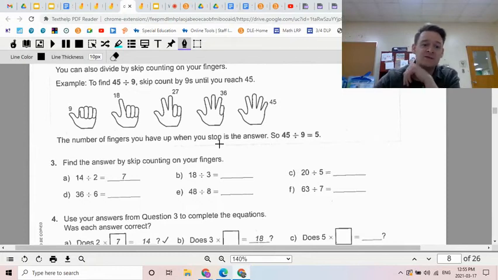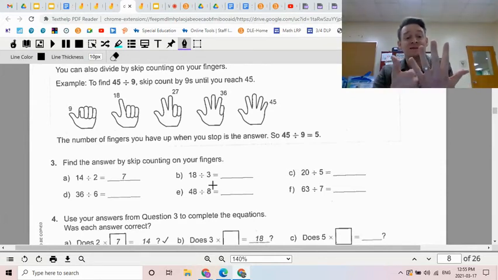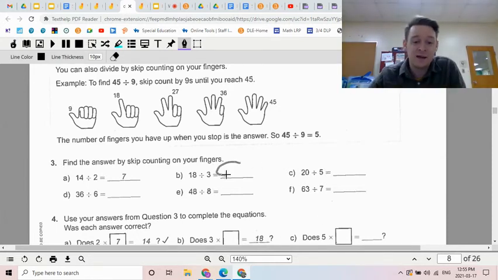Find the answer by skip counting on your fingers. So 18 divided by 3, I'm going to skip count by 3s. 3, 6, 9, 12, 15, 18. I got to 18. I used 6 counts. My answer is going to be a big 6. Okay, you can work on the other ones yourself.